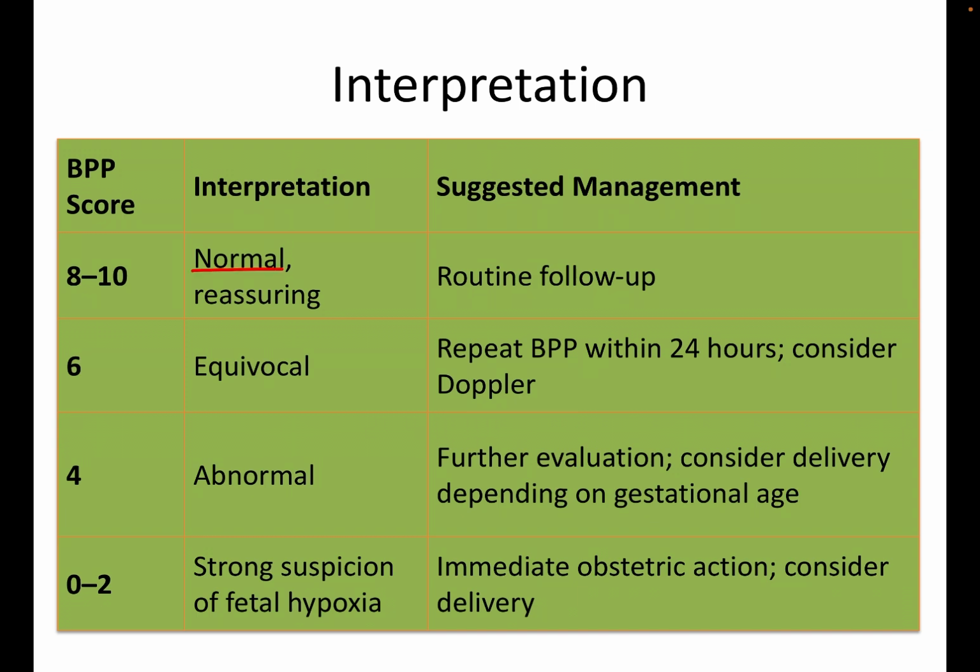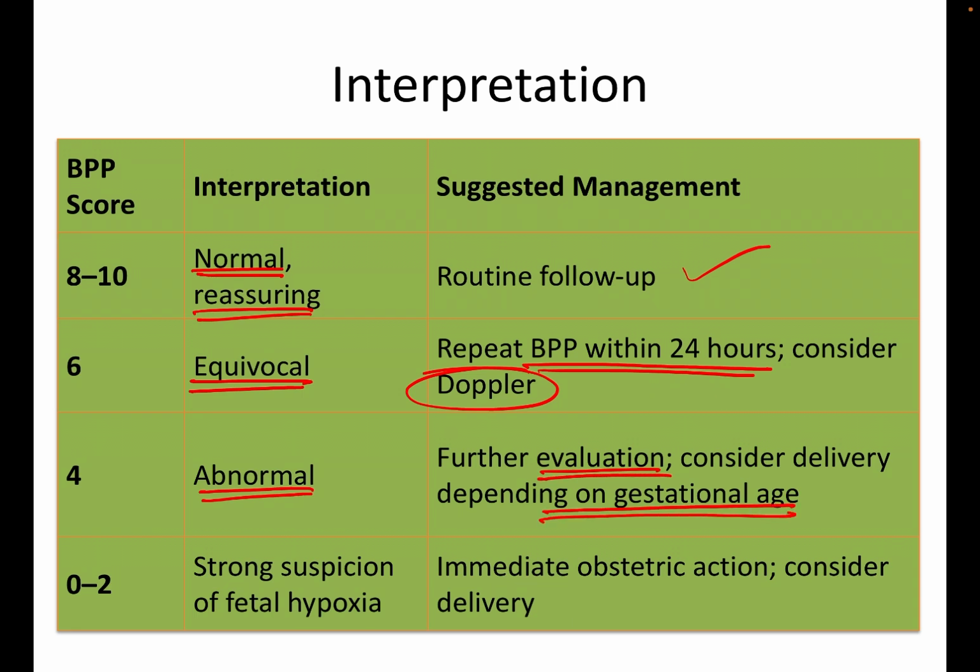Interpretation. 8 to 10 is considered as normal and reassuring, which requires just routine follow-up. 6 is considered as equivocal: repeat BPP within 24 hours and consider doing a Doppler. 4 is considered as abnormal: further evaluation and consider delivery depending on the gestational age. If it is 0 to 2, strong suspicion of fetal hypoxia, immediate obstetric action and consider delivery.